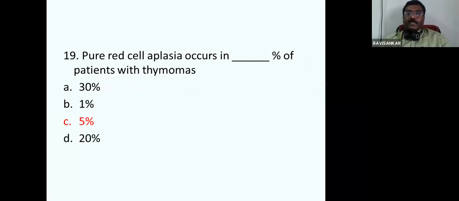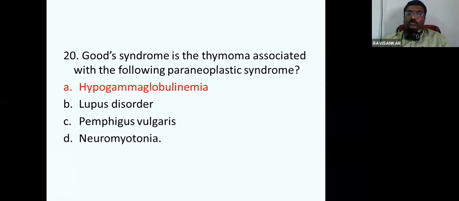Pure red cell aplasia occurs in 5% of patients with thymomas. Good syndrome is associated with hypogammaglobulinemia.